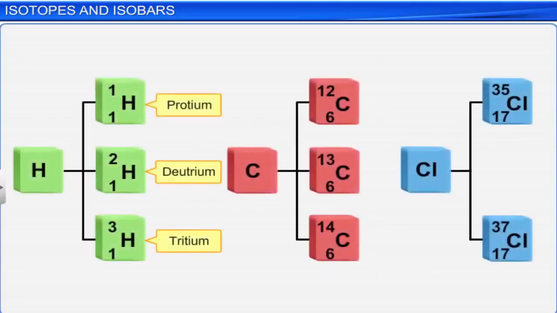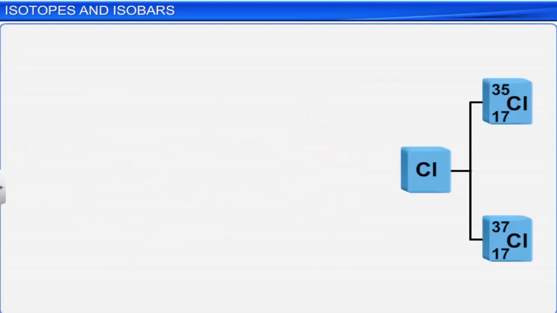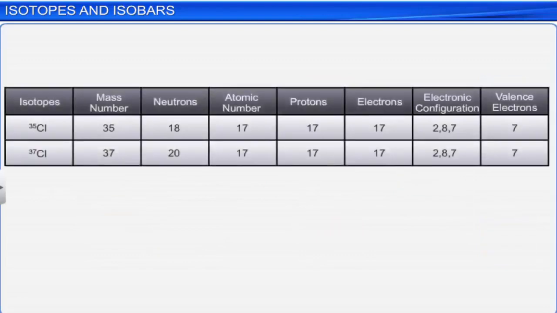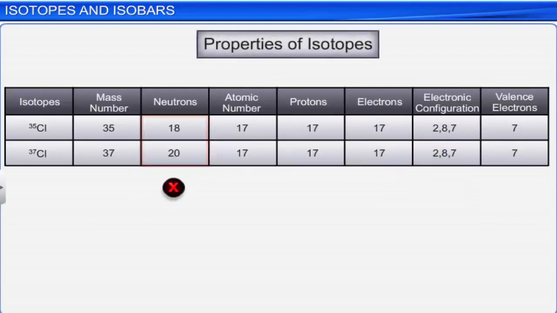Isotopes of the elements other than hydrogen do not have special names. They are represented by simply indicating the mass number on the element's symbol. The chemical properties of an element depend on the number of electrons present and their configuration within an atom, and not on the number of neutrons. Hence, as the isotopes have the same number of electrons, they exhibit similar chemical properties.